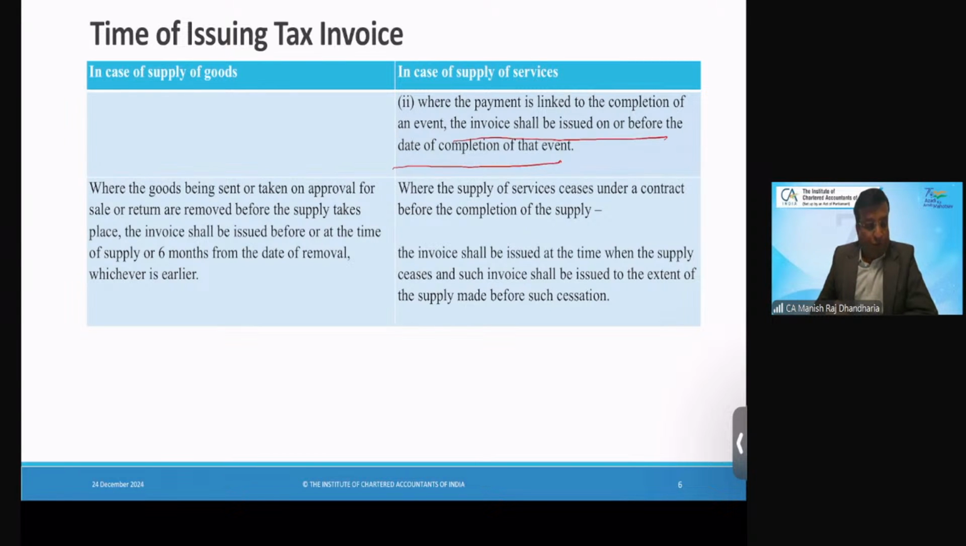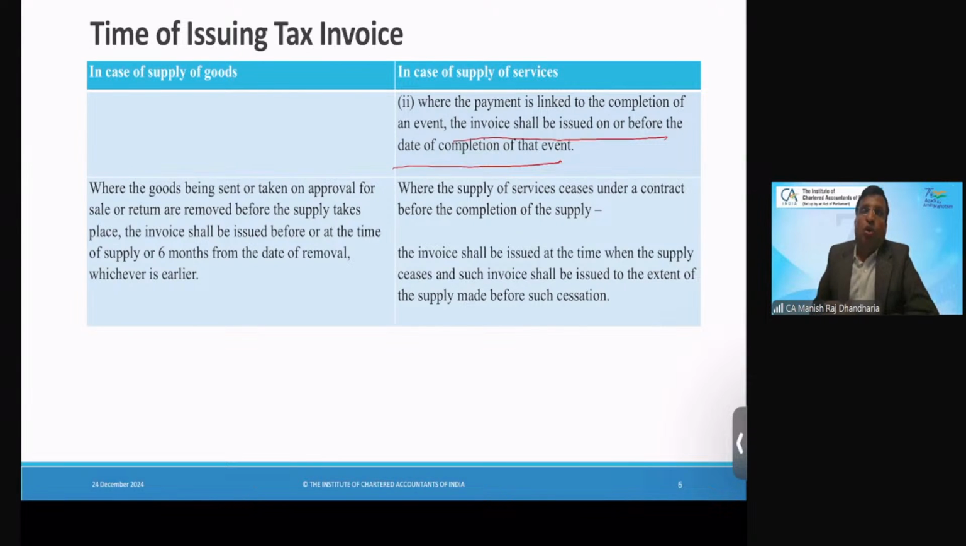There is a concept of sale of goods on approval or for return basis. What is this? We are sending some goods to a prospective customer. He will check the goods. If he is satisfied, he will buy. Otherwise, he will return those goods. I think you must have studied this in Sale of Goods Act also.